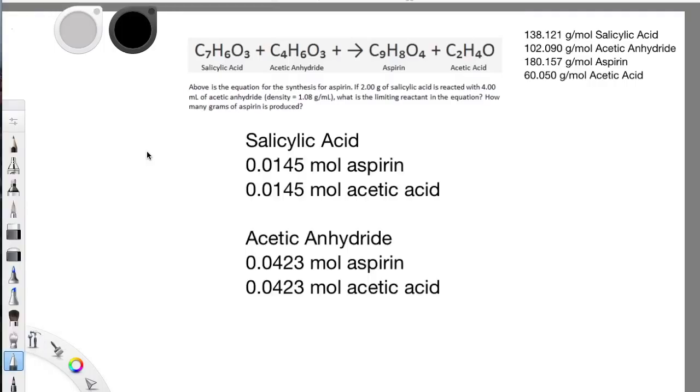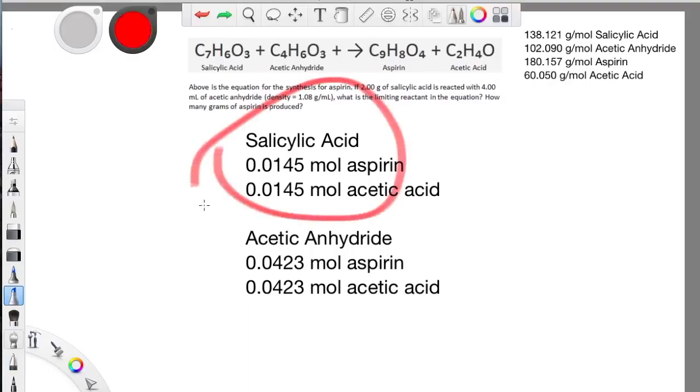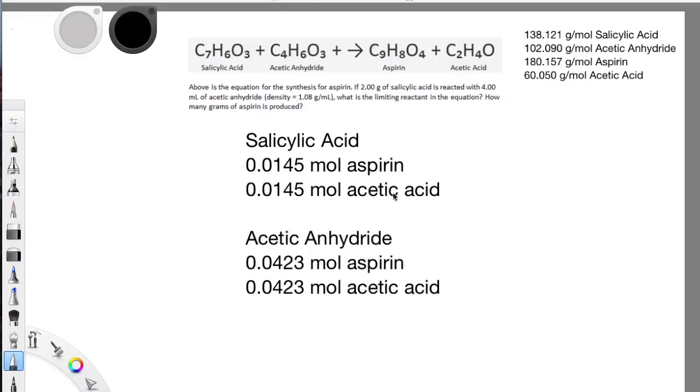We can identify our limiting reactant. Limiting reactant is a reactant that will run out first, therefore limiting the amount of product that we produce. As you can see, salicylic acid will produce 0.0145 moles of aspirin and also 0.0145 moles of acetic acid. Acetic anhydride produces 0.0423 moles of aspirin and 0.0423 moles of acetic acid. So we can determine that salicylic acid is the limiting reactant because it produces less of each product. Now, these aren't always going to be the same. Every reactant and product had a 1-to-1 mole ratio, which would mean that they would produce the same amount.